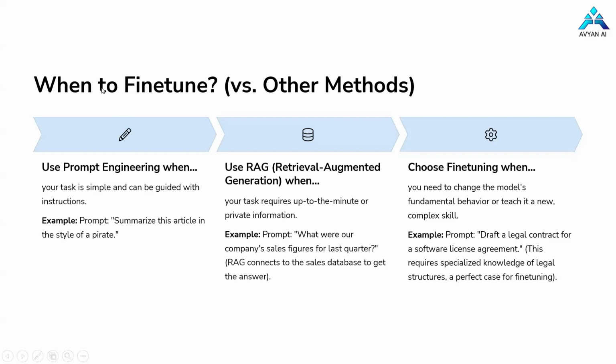But if you have to do the fine tuning, then you have to have a large amount of data sets so that it learns the history. And also, if you want to change the behavior of it, then you can change it using those fine tuning techniques. The example we gave is draft a legal contract for a software license agreement. This requires specialized knowledge of legal structures, so a perfect case for fine tuning.